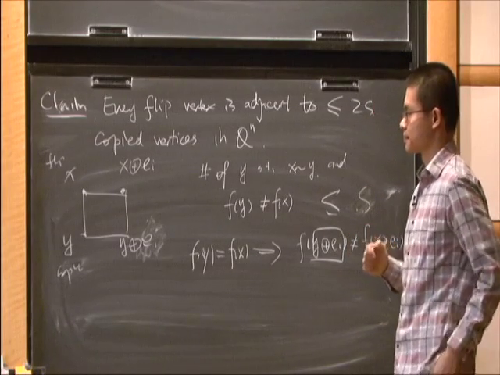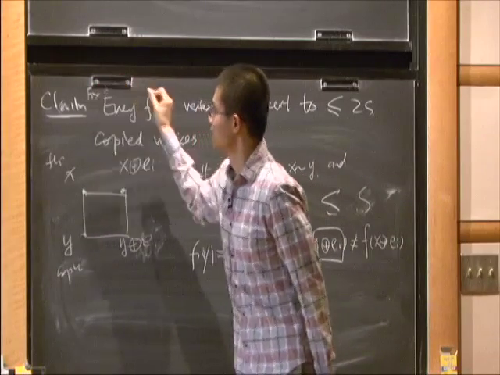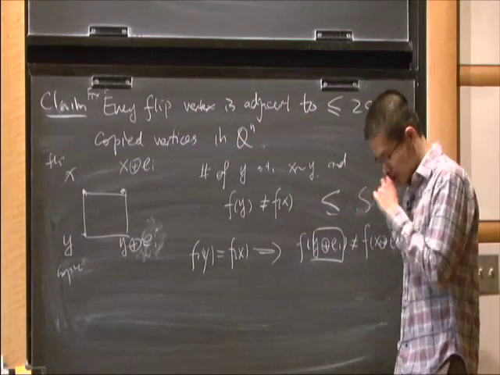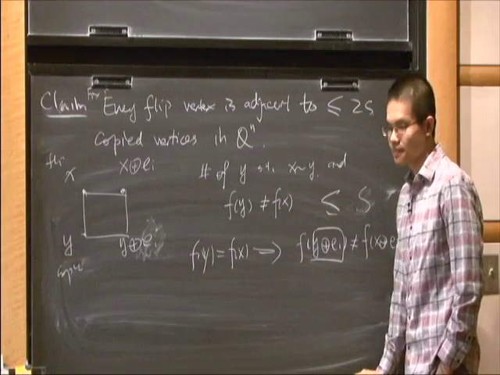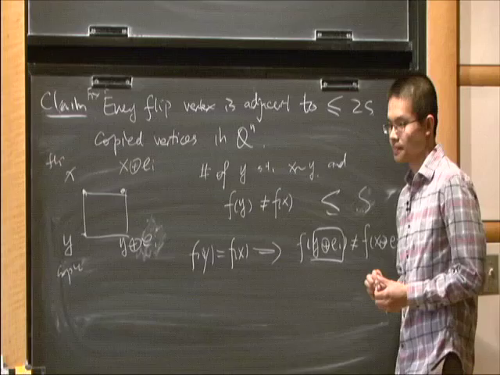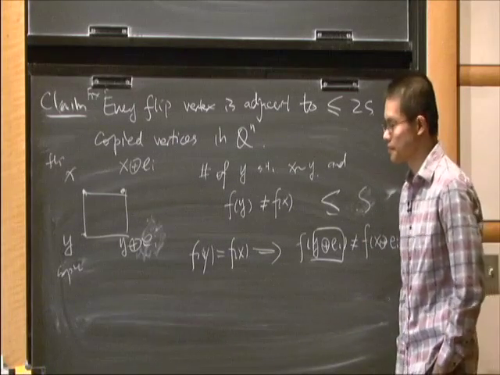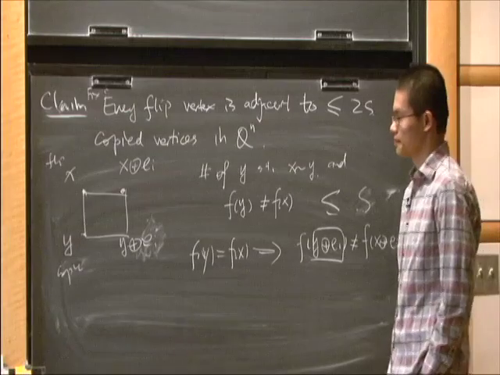So case one, the copied vertex Y has f of Y different than f of S. You count that. There are at most S of those, because there would be a colored edge from X to Y. Case two, f of X equals f of Y.